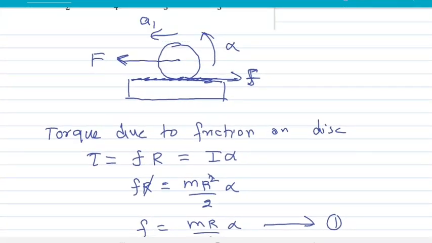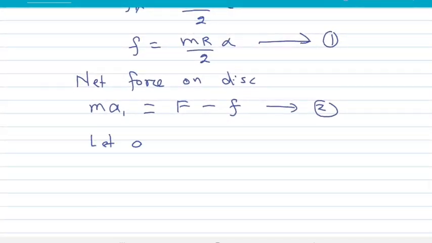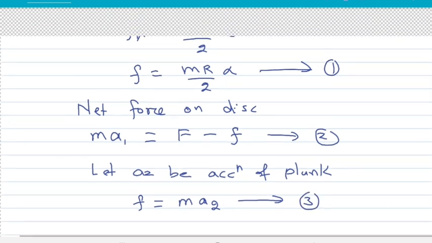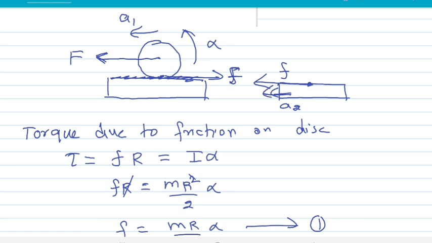Next, we can see that on the plank, the frictional force is acting in the forward direction. Let A2 be the acceleration of the plank, which is only due to friction. Therefore, I can take f is equal to m into A2. Equation number 3.